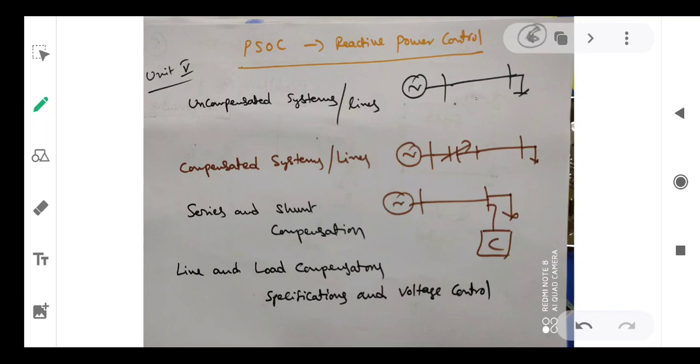And unit 5 comprises reactive power control. The reactive power control and voltage of the power system are closely related, QV control. So in this you have uncontrolled and controlled cases. In the first one, uncompensated power systems or transmission lines, and compensated power systems or transmission lines, and series and shunt compensation, in which series compensators are used as well as shunt compensators. Similarly, line and load compensators and their specifications and voltage control can be discussed in detail.